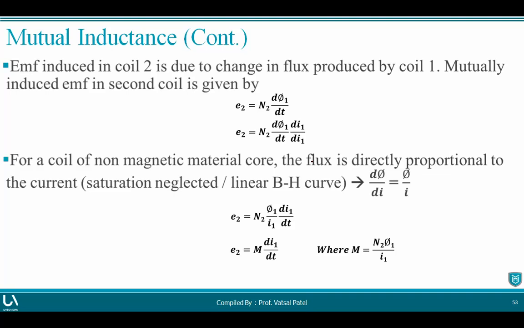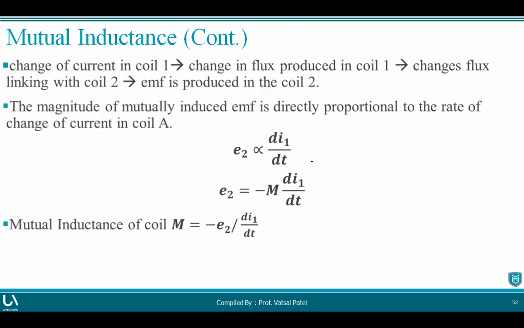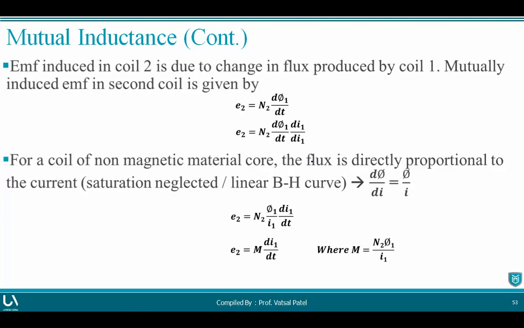So the earlier one, we are going to discuss in very much detail here in the second part. That E2, the mutually induced EMF in the second coil, is equal to N2, the number of turns of coil 2, multiplied by d phi1 by dt. That is the flux produced by coil 1 with respect to time. So that is given here.